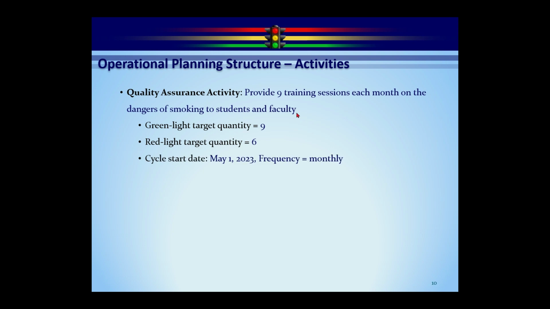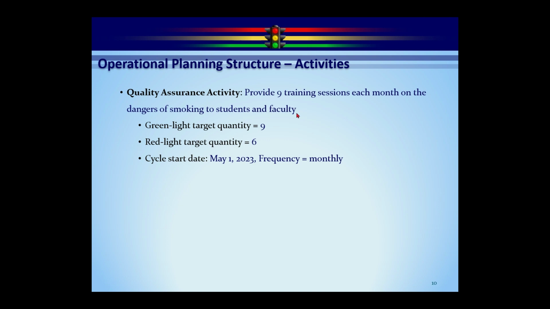In this case, we have a cycle start date and a frequency instead of a cycle start date and an end date. So the end date is always going to be the frequency plus the cycle start date. So in this case, it's going to be May 1 through May 30th, and then June 1 through June 30th, et cetera, as you're going forward.